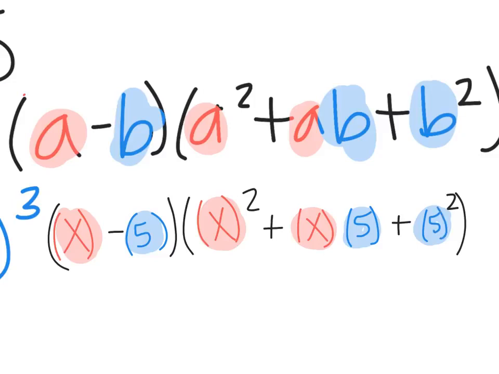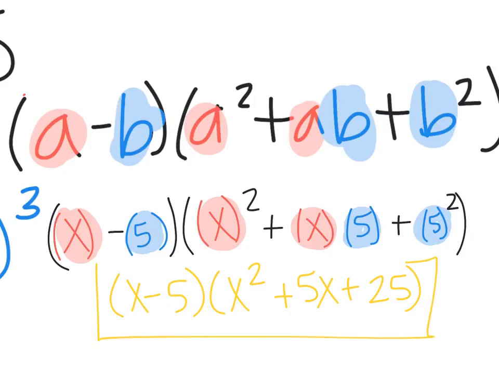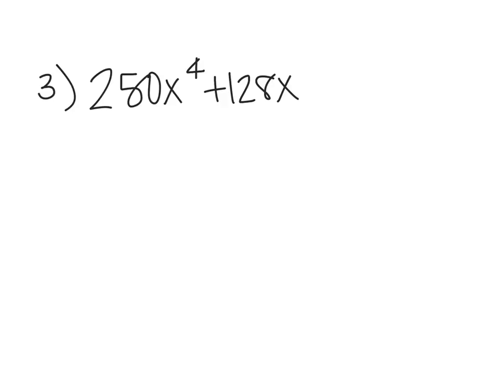So then I can actually just manipulate this a little bit and work it out to give us something prettier. So I have x minus 5 still, so that's going to stay x minus 5. Then it says x squared, which is just x squared, plus x times 5 is 5x, plus 5 squared, which is 25. So that is how we end up with the answer that we got for this problem.